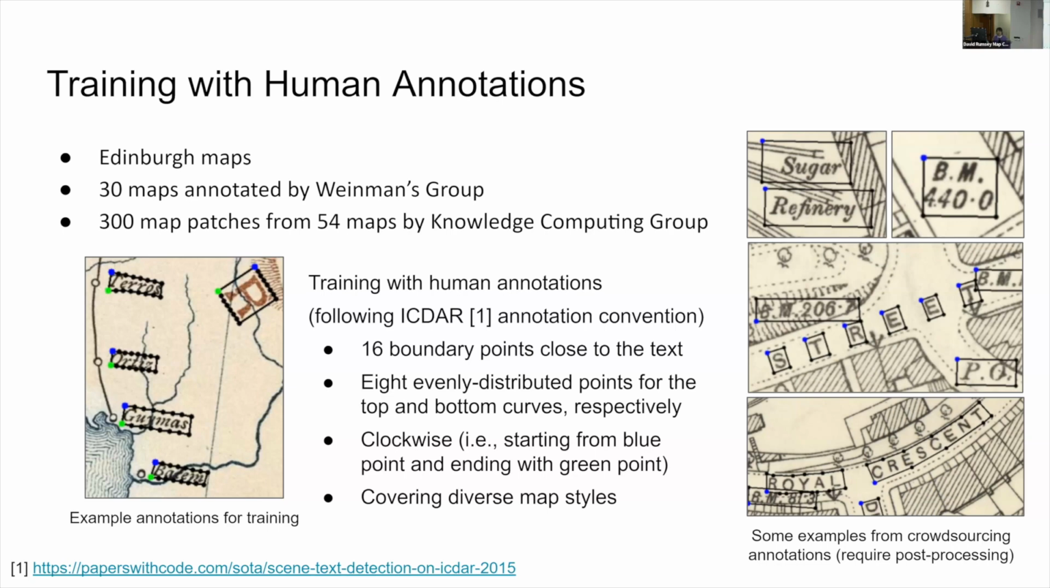So basically it has to start from the blue points and end with the green point here. And also, to be able to use those maps for training, we need to cover diverse map styles. On the left-hand side are the example annotations from Edinburgh Maps, and they're really good resources. If we want to use those annotations for training, we need to do some manual post-processing on them to be able to fit our model.